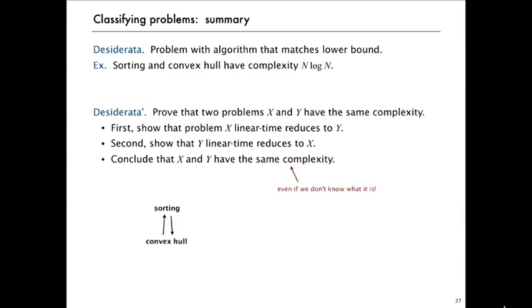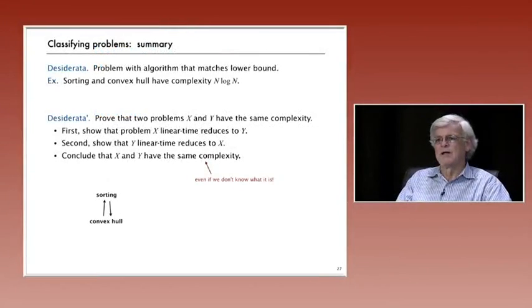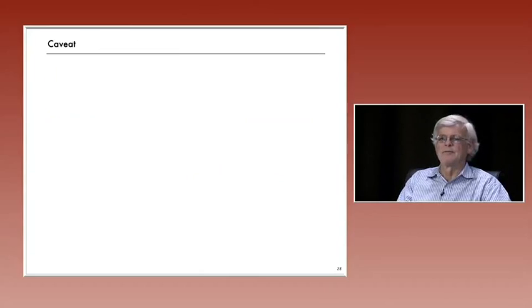In this case, we know that both of them take time proportional to n log n, but reducing one to the other in both directions shows us they're equivalent with respect to computational requirements. In the one case, reducing sorting to convex hull gave us a lower bound. In the other case, reducing convex hull to sorting gave us a useful algorithm. But together they're useful because it helps classify those problems.